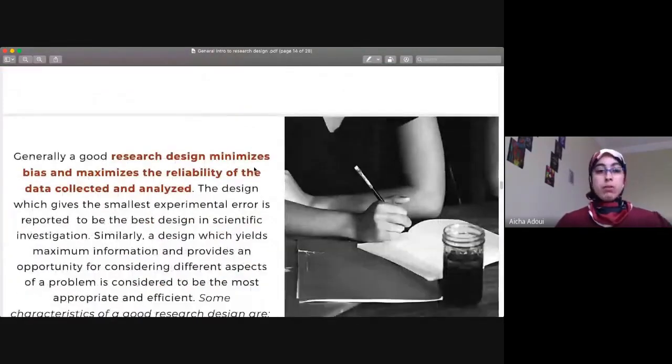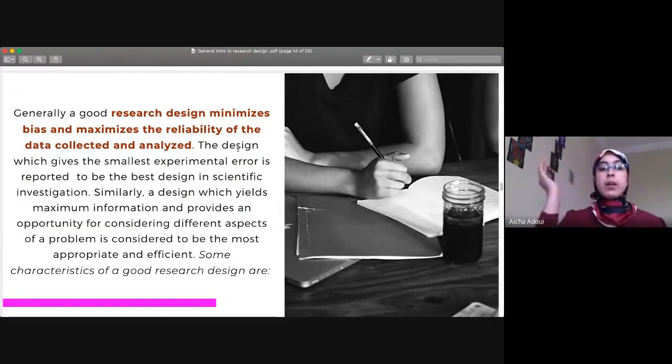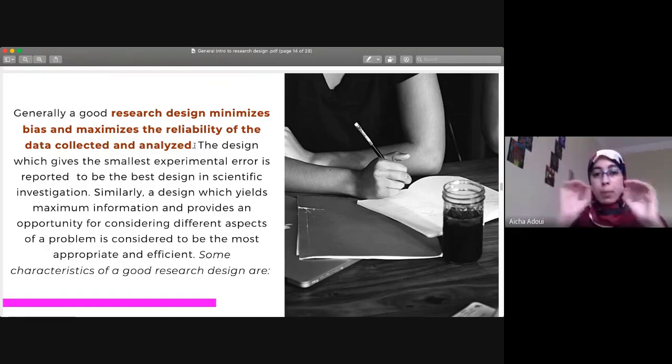In a more general aspect, research design minimizes bias and maximizes the reliability of the data collected and analyzed. Because you are following a plan, because you are doing it objectively, there is too little room for subjectivity when you are following a master plan in your research, when you are following a research design. Because you are not just, out of nowhere, coming up with another plan, or out of nowhere coming up with a different question, with a different research problem, or with a different reading or whatever.